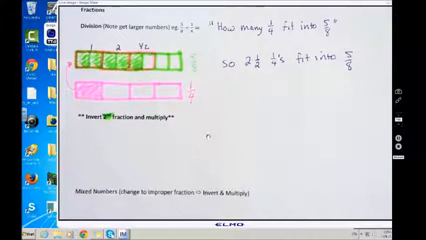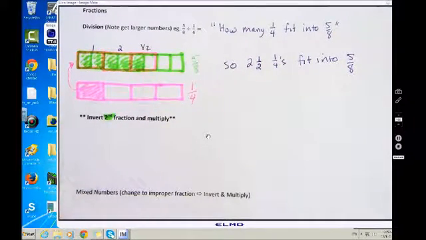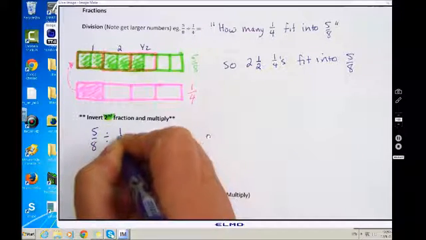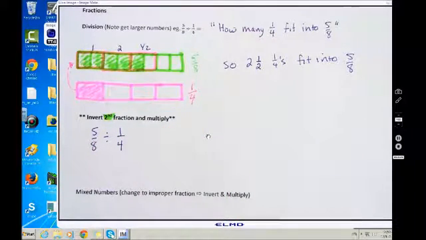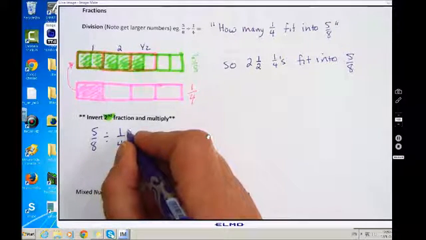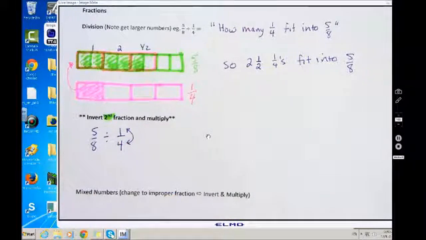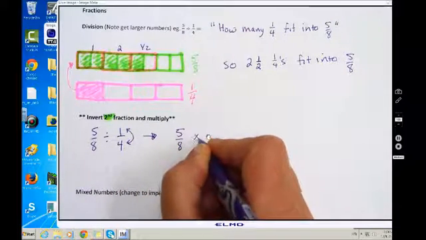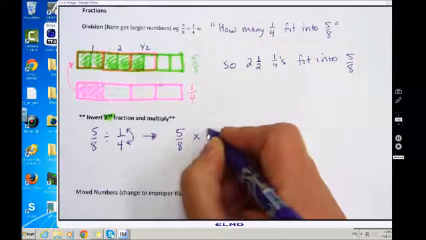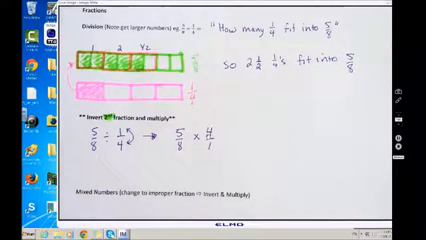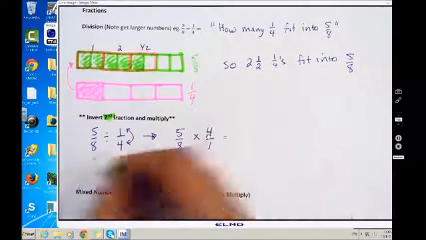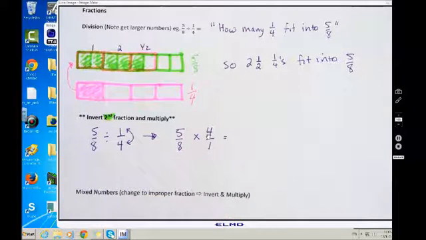And I'll just show you how that's done and how we get the same answer from the picture that we did. So if I have 5/8 divided by 1/4, I need to invert this fraction, and that becomes 5/8 times, because now we multiply, 4/1. And then I could cancel that, but I'll just work it out. We'll just multiply across.